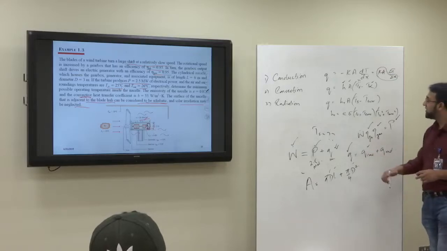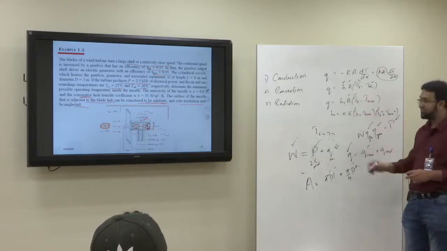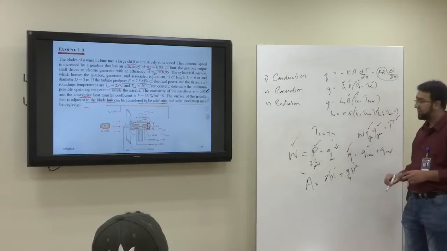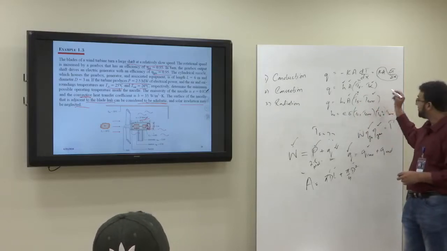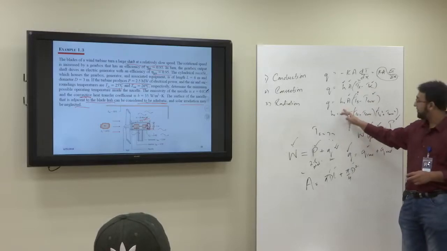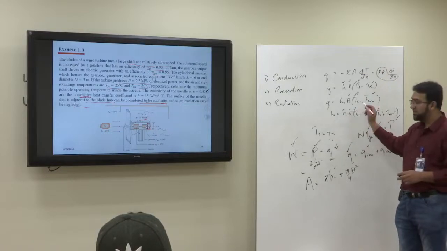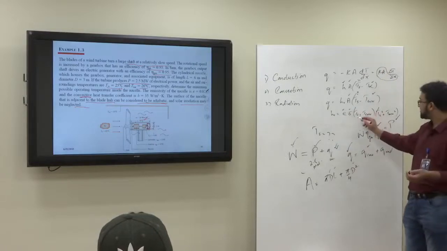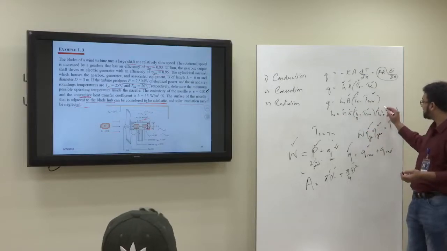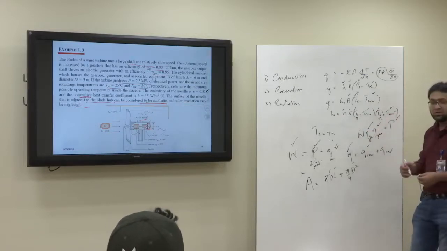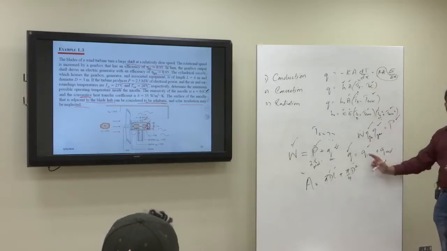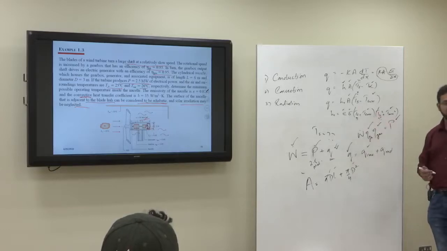Plus Q radiation. A is known. Ts unknown. T surrounding known. For HR, do we know epsilon? Yes, this is known. Sigma is a constant. Ts is unknown. T surrounding known. So what you get is a very big equation, but only one unknown, Ts. It's a big equation now, but only one unknown, Ts. So you can find Ts.